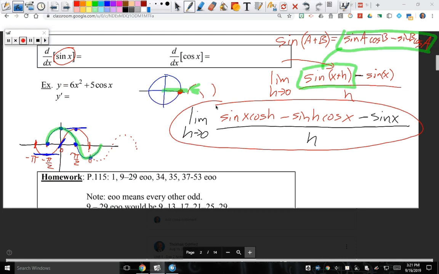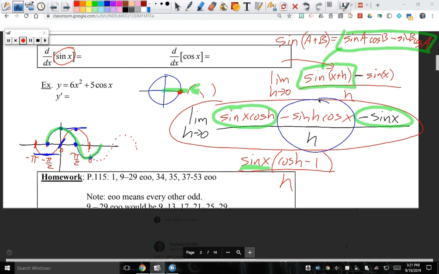Sine of x. You with me? Watch this. I can take out sine of x from cosine of h minus 1. Do you see what I just did? I am looking at these two terms, and I GCF'd out a sine of x. Okay? It's all over h, right? Do you agree? So this would be over h. But I still have this other piece that I have not contended with. Sine of h, cosine of x, all over h.